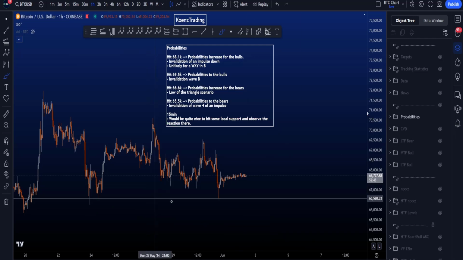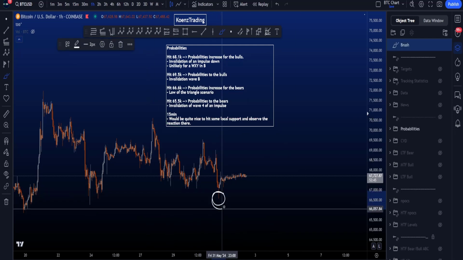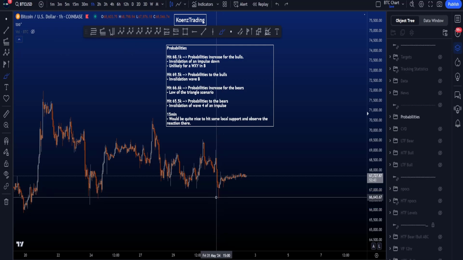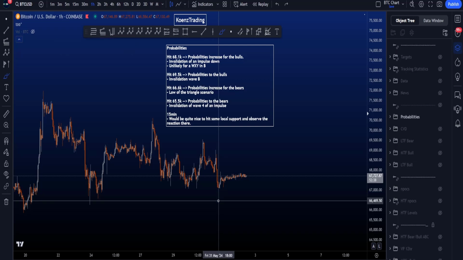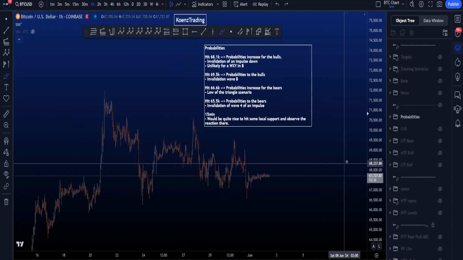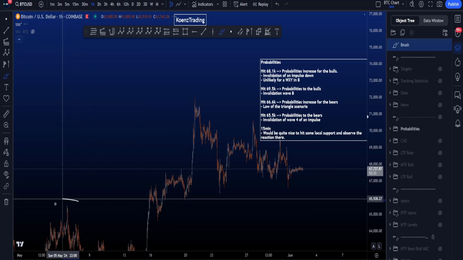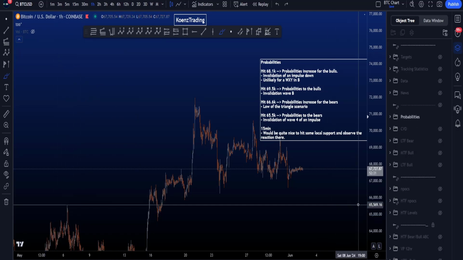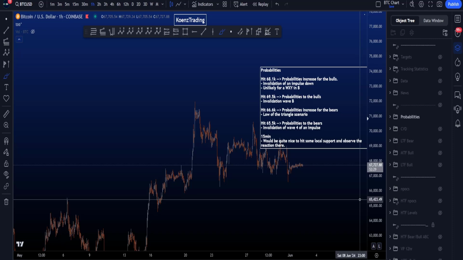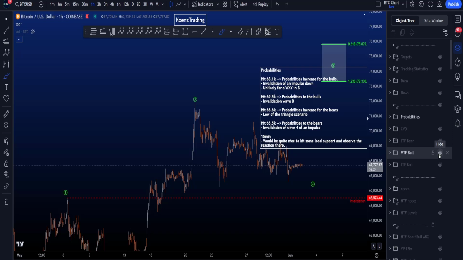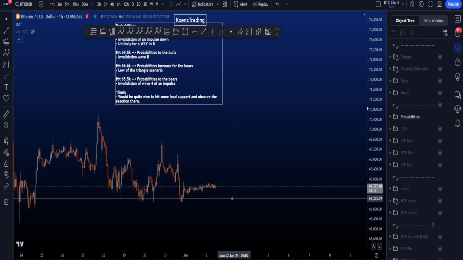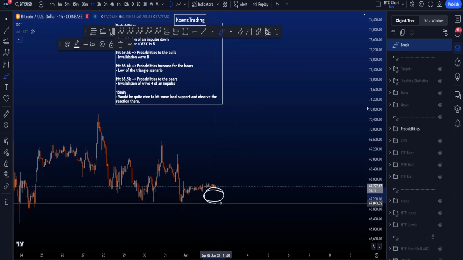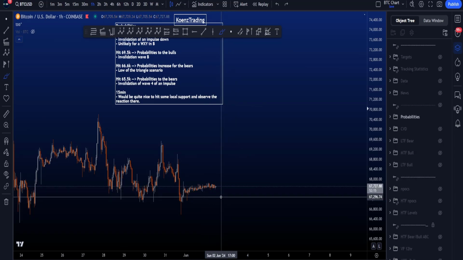If price can hit 66.6k, which is the low over here, the probabilities will increase for the bearish scenario, as at the moment this would be the low of your wave C in a triangle scenario. And if price can hit 65.5k, which is taking this high over here, then the probabilities for the bearish scenarios will significantly increase, as this is the invalidation for your bullish impulsive scenario. On the 15-minute, it would be quite nice to hit some local support. We have the daily over here and the blue box, and then observe the reaction there.